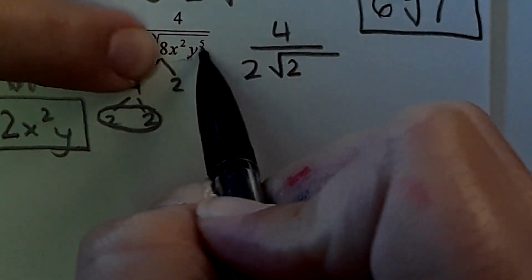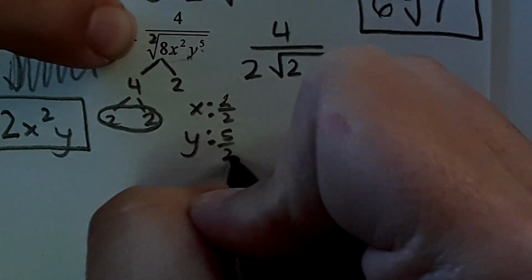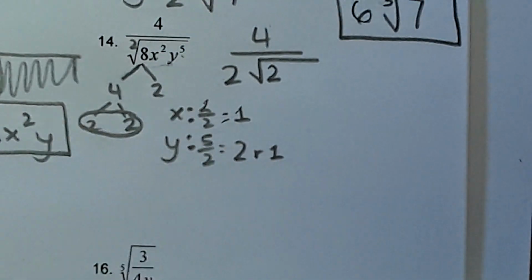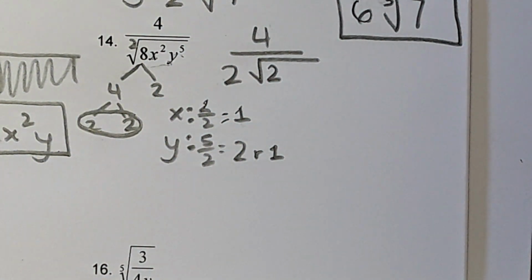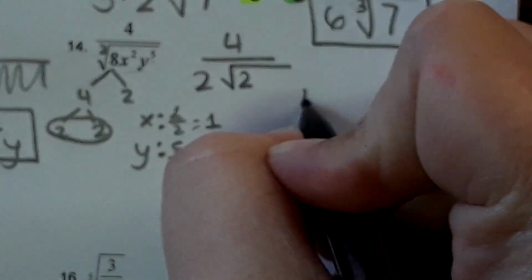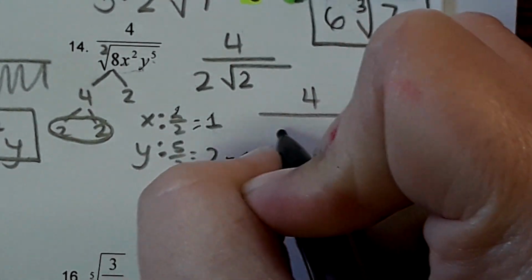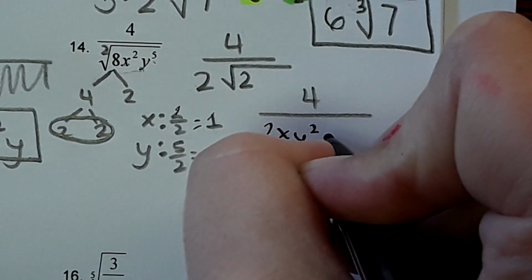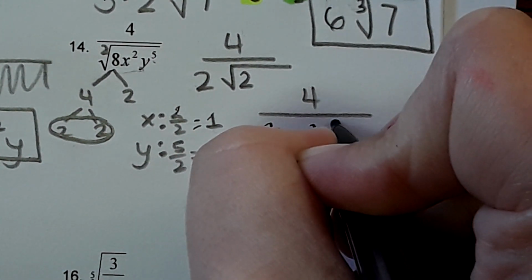Then as far as the x squared and y, 2 over 2, 5 over 2, this will be 1, and this will be 2, remainder 1. Okay, so based on that, 4 over 2, 1x, 2y's, square root of 2y.